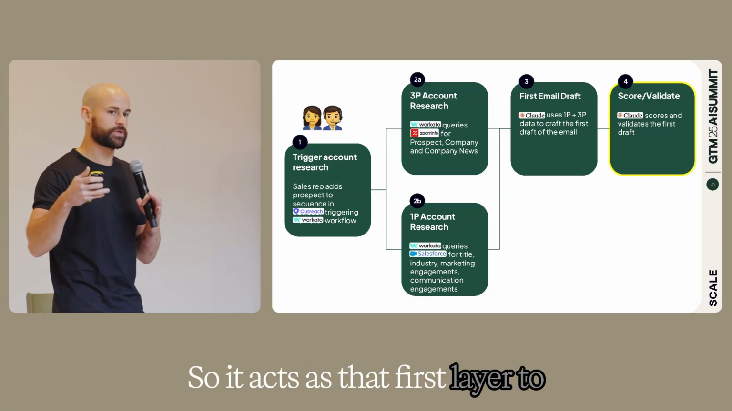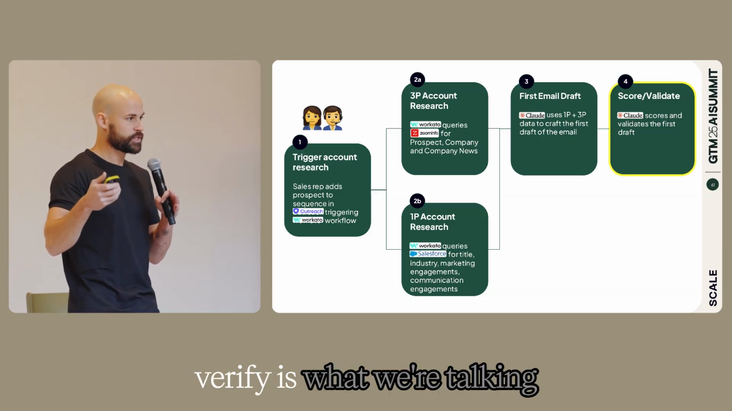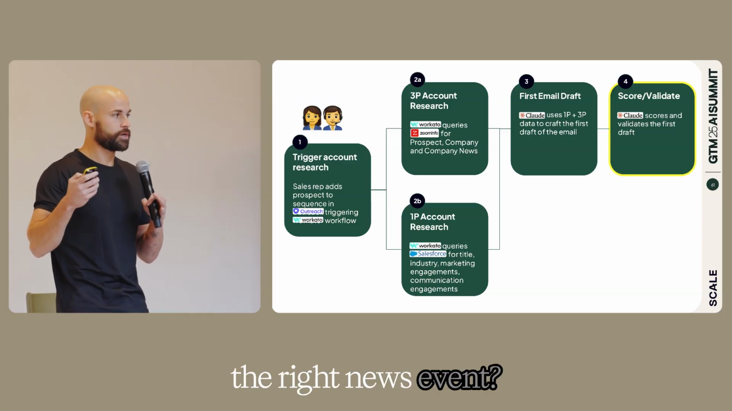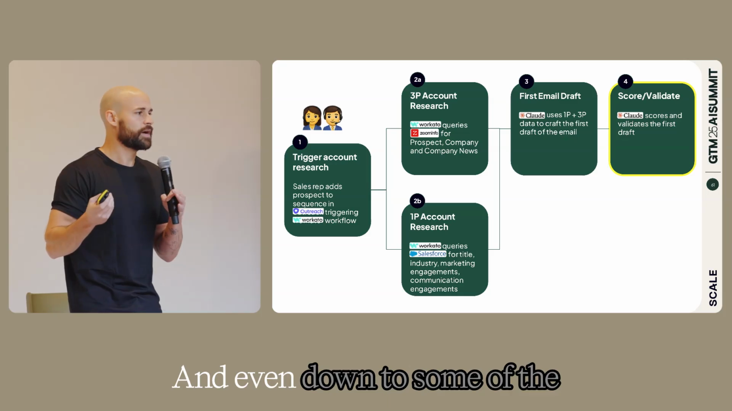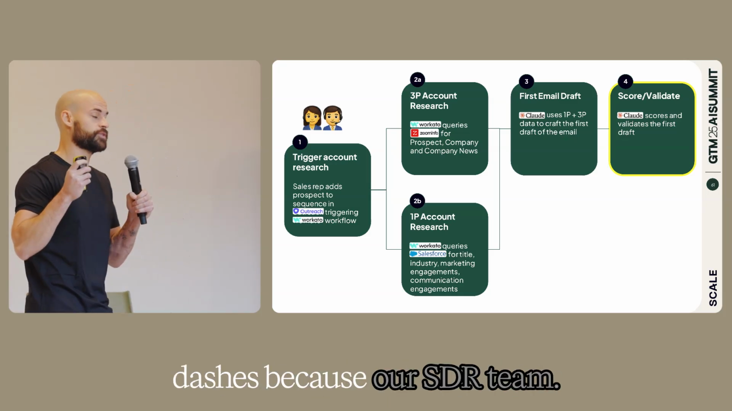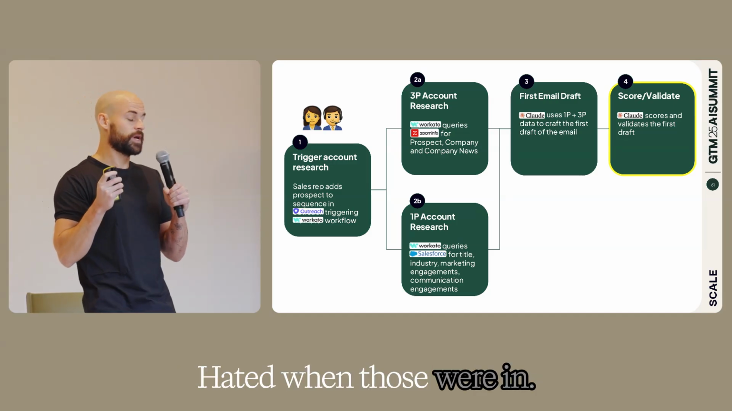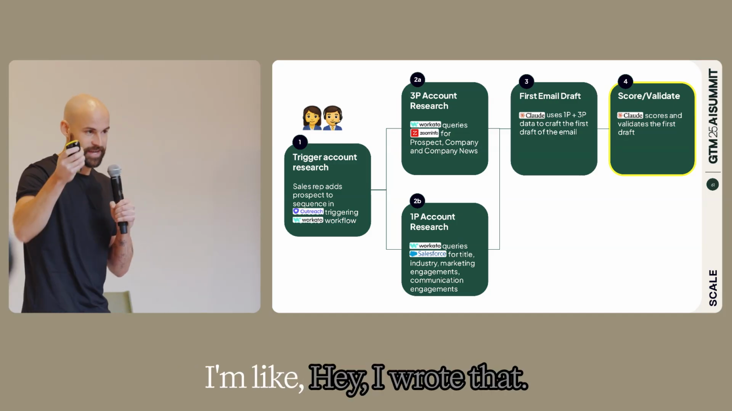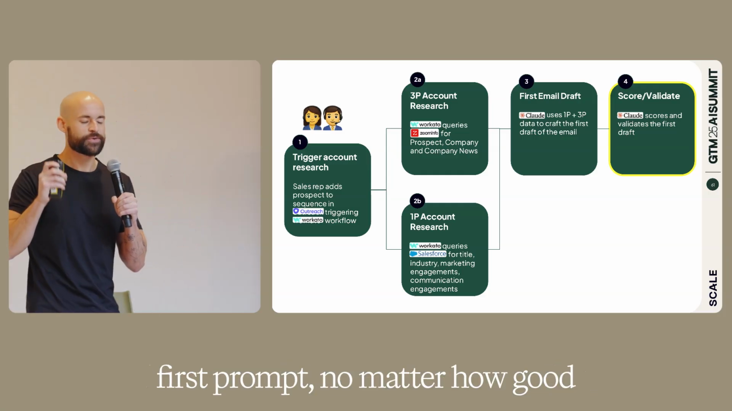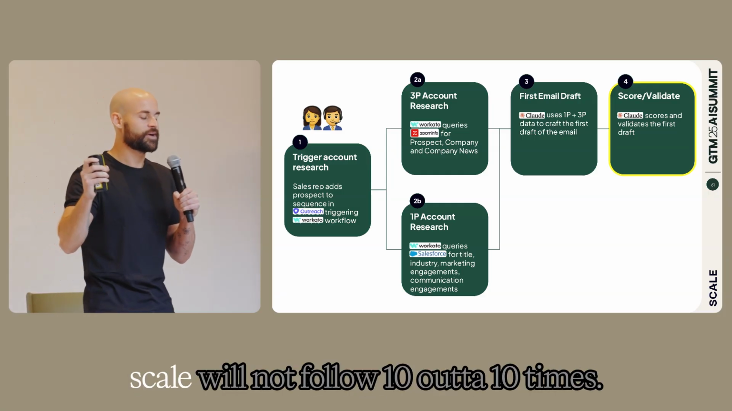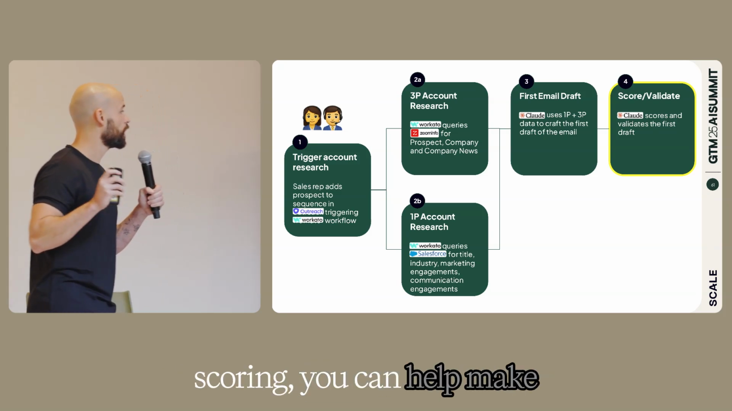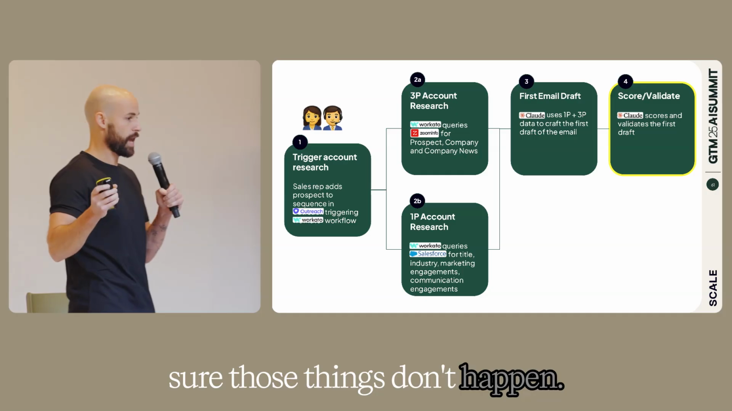So it acts as that first layer to verify: is what we're talking about actually relevant? Are we talking about the right news event? Is this structured right? Even down to simple things like, hey, did you remember to take out the em dashes, because our SDR team hated when those were in? I get it. I see the emails and I'm like, yep, AI wrote that. And even if you instruct it with that first prompt, no matter how good you are at writing prompts, at scale it will not follow 10 out of 10 times. However, when you introduce scoring, you can help make sure those things don't happen.